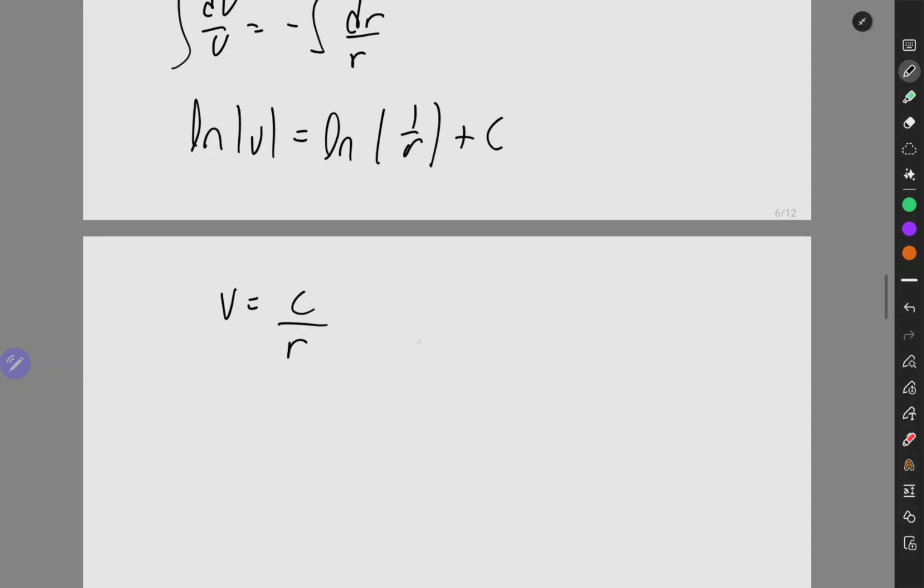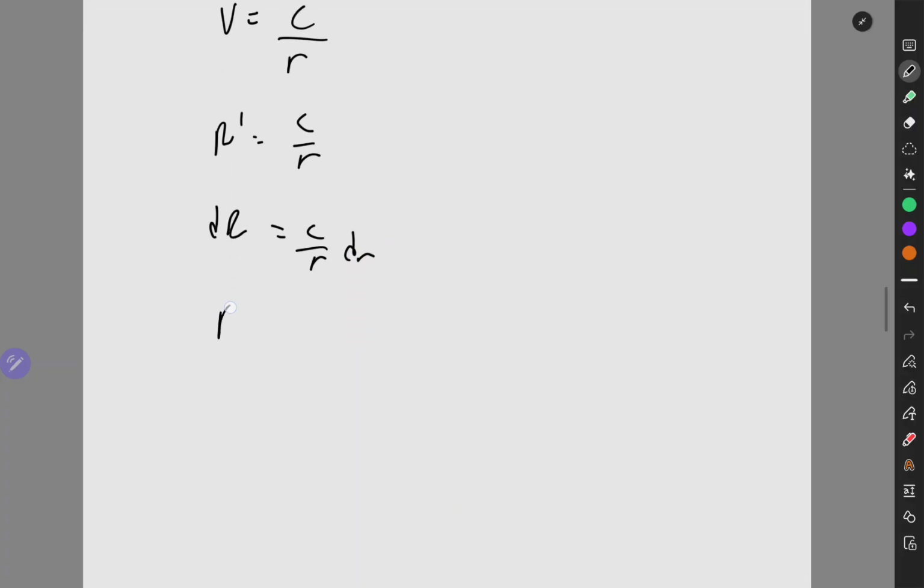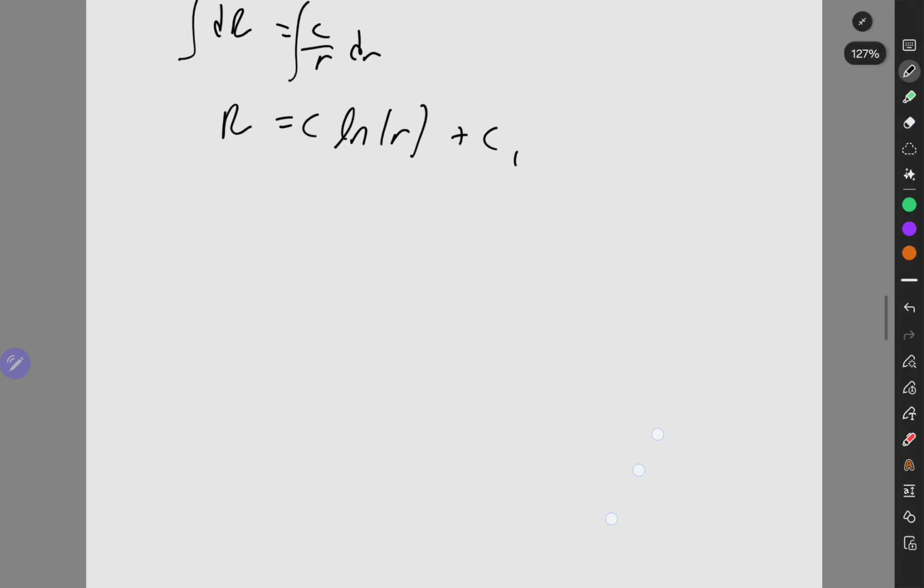V is equal to r prime. Integrate. This becomes dr. I'm going to move the little dr over. Integrate. r is equal to c natural log of r plus c1, or just plus c.